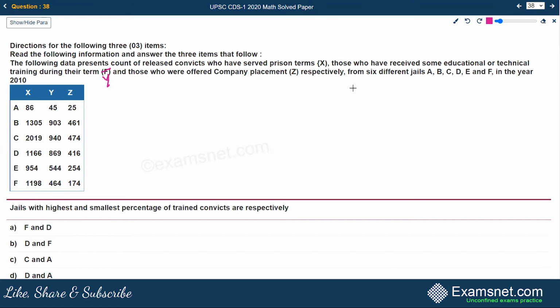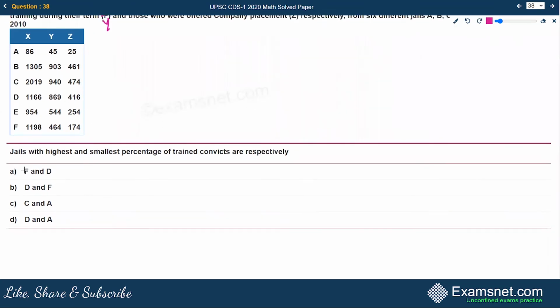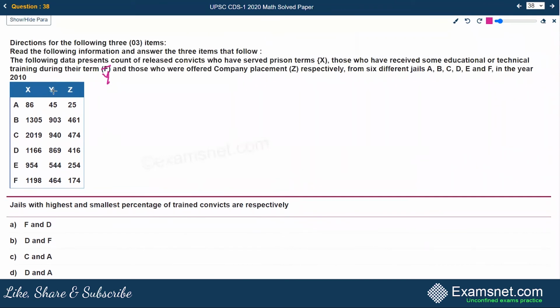So here the first question related to this information: jails with highest and smallest percentage of trained convicts are, respectively. Here we can see the column Y, those who have received some educational or technical training during their term. Now we are going to find what percentage of the total convicts got technical or educational training.